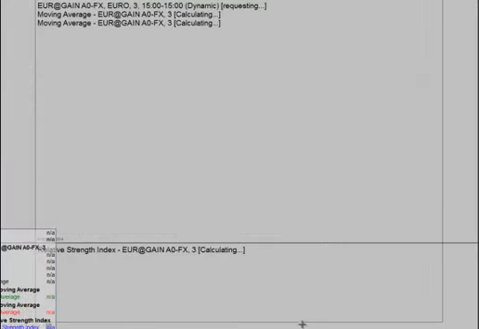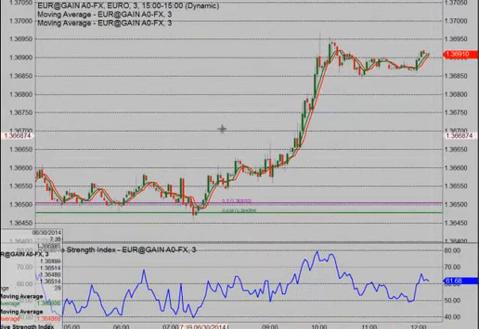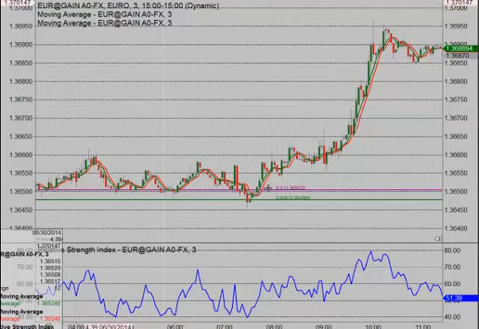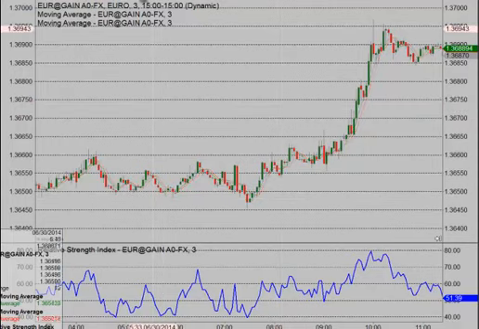Here I see it a little better on the 3-minute chart. There you go. Beautiful buy zone in the euro this morning in the U.S. session, and you saw what happened next, right?